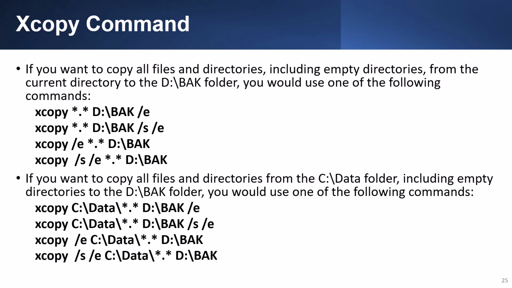If you want to copy all files and directories, including empty subdirectories, from the current directory to the D:\back\back folder, you would use one of the following commands shown on the screen. You can have options before or after the source and target. /s is for non-empty folders, and /e is for all folders, including empty folders. If you want to copy all files and directories from the C:\data directory, including empty directories, to the D:\back\back folder, you would use one of the following commands shown on the screen.